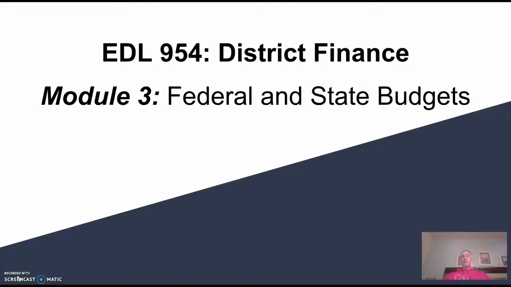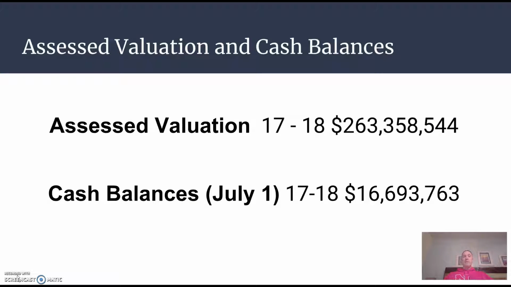I'm going to go over some numbers for Module 3 that have to do with federal and state budgets. To get us started, we have the assessed valuation and cash balances. The assessed valuation for the district was $263,358,554, with the cash balances just under $17 million for the 17-18 school year.